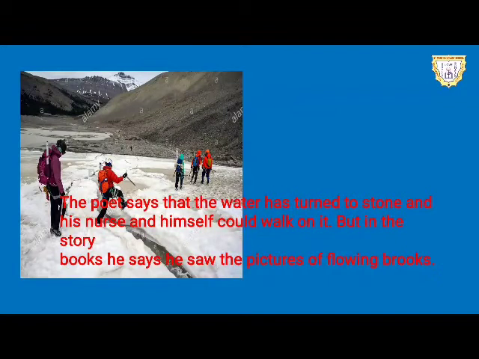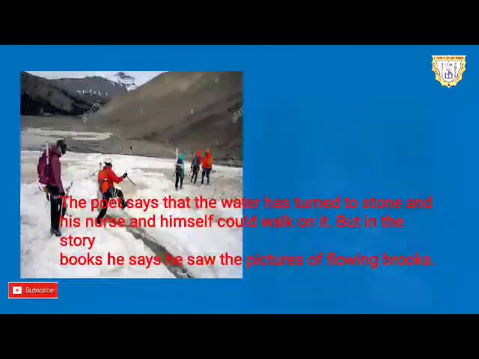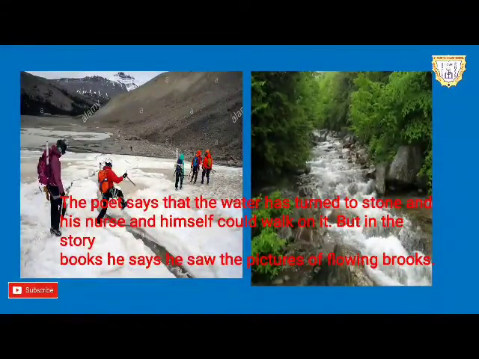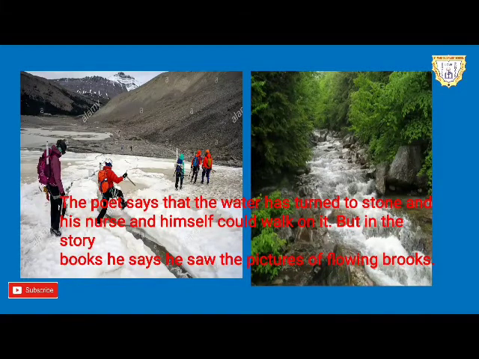The second stanza says, "Water now is turned to stone, nurse and I can walk upon. Still we find the flowing brooks in the picture storybooks." The poet is telling that the water has turned to stone and his nurse and himself could walk on it. But in the storybooks, he says that he sees the pictures of the flowing brooks.